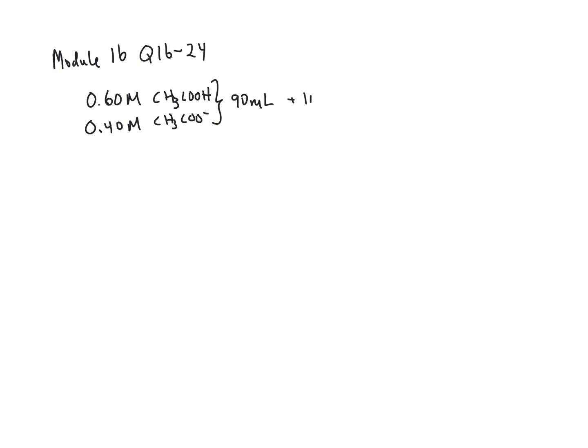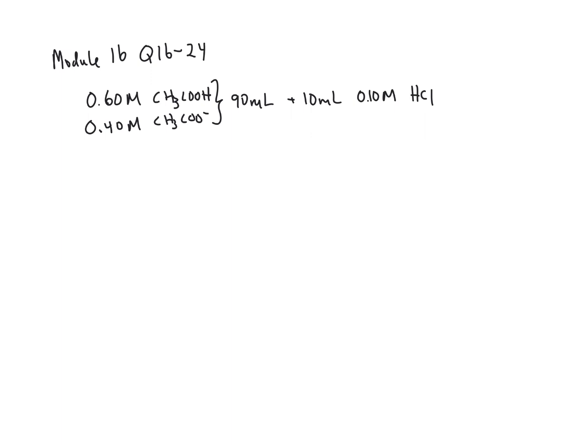16, in the reading, questions 16 through 24, they're all related, and they're all about solving the pH of a buffer. The buffer that we have is acetic acid and sodium acetate buffer. On the onset, they tell us we've got this 0.6 molar acetic acid and 0.4 molar sodium acetate buffer. And that's in 90 milliliters. Then to that buffer, we're going to add 10 milliliters of 0.1 molar HCl.